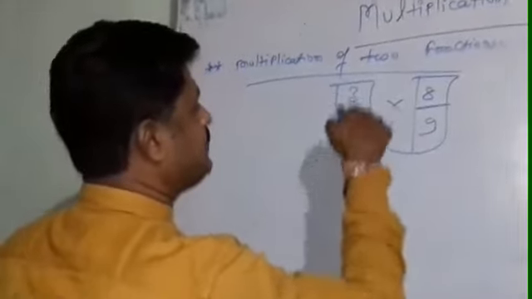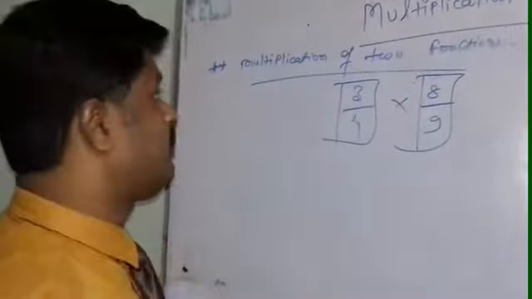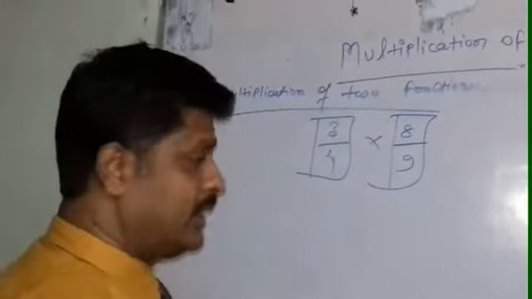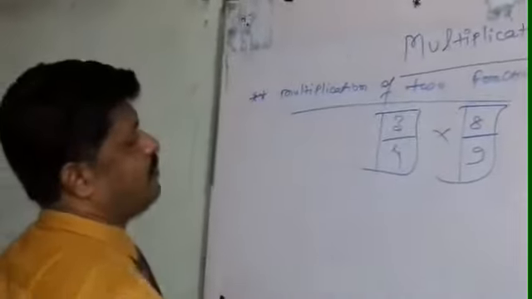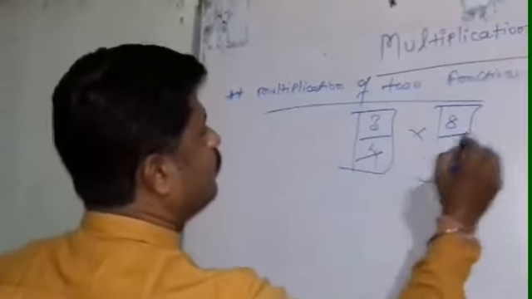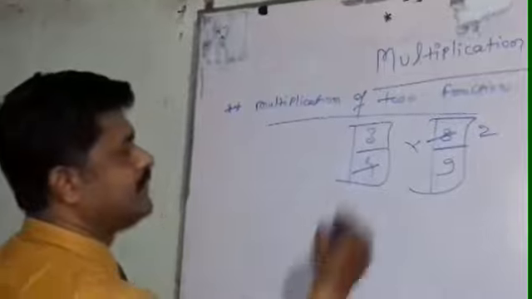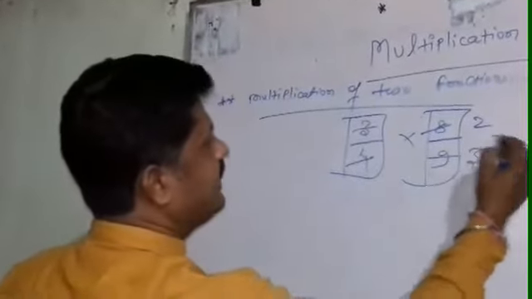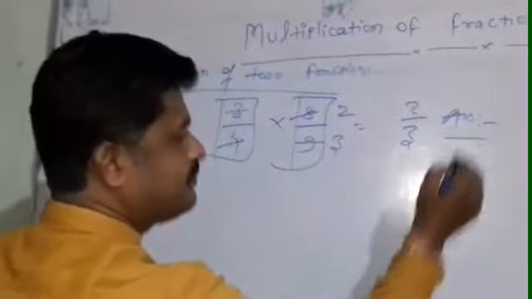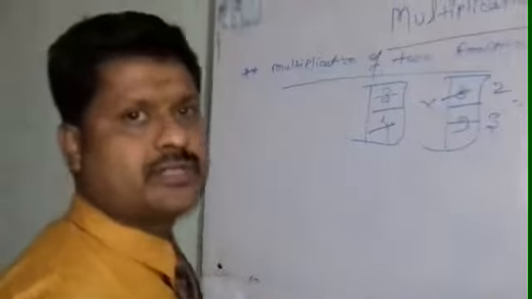Here we see that 3 by 4 is one fraction and the other fraction is 8 by 9. So firstly we have to cut it. We cut 8 by 4: 4 twos are 8, and 3 threes are 9. Then we will get 2 by 3, and 2 by 3 is your answer. This is the first process.